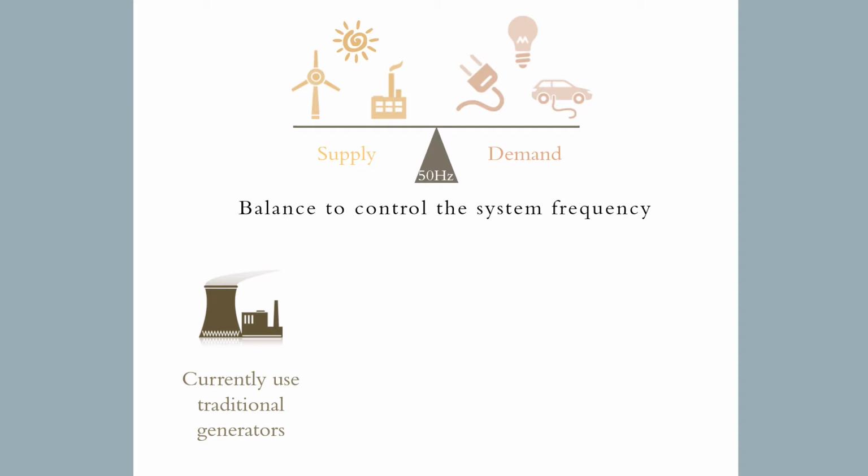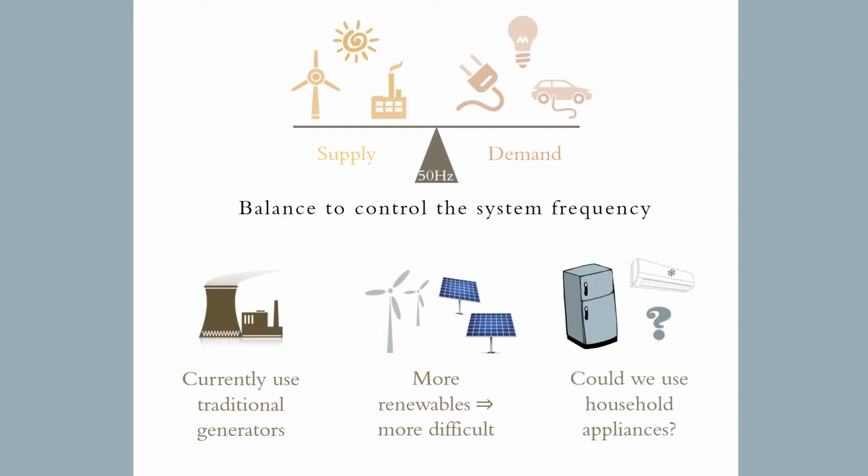Generation needs to increase, or demand needs to decrease, when the frequency drops below 50 Hz, and vice versa when the frequency rises. More renewable power makes generation more volatile and less predictable, so balancing the system becomes more difficult. In future, appliances such as fridges and air conditioners may be able to play a role.